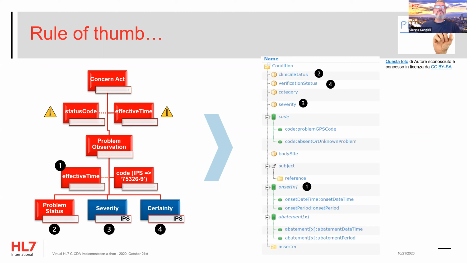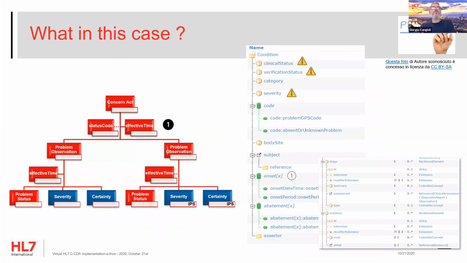The problem is that in many cases the problem status observation is not filled and there is only the status code. So in that case, we should understand how this should be mapped into the FHIR resource when you have the FHIR representation. The problem might be even more complex if we have a real concern wrapper with more observations. I confess I have never seen that in the European patient summaries, but in that case, how to map it could be even more challenging.